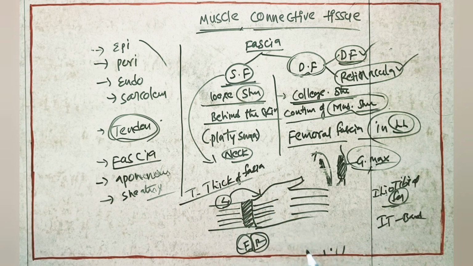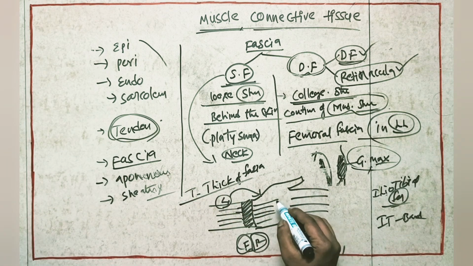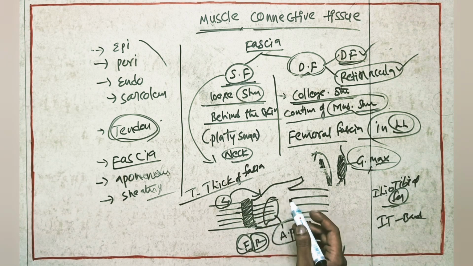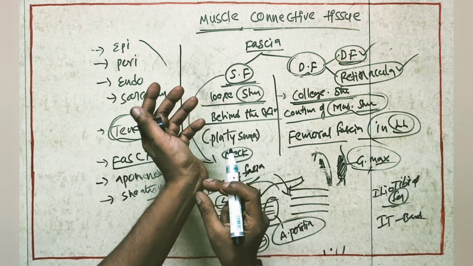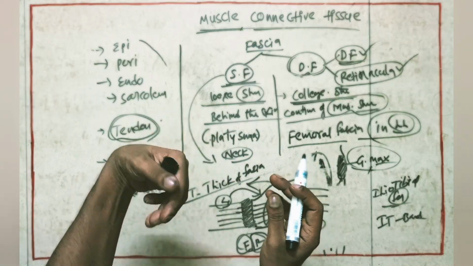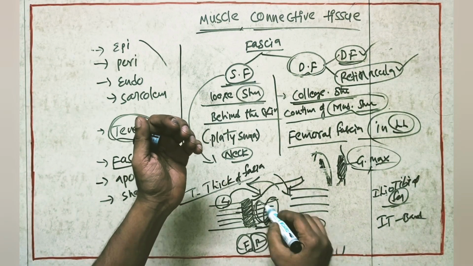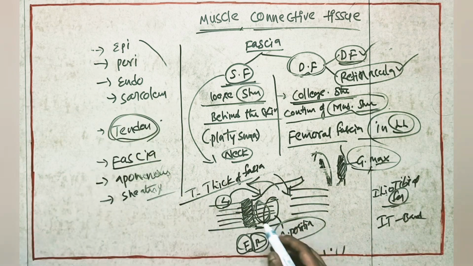So what is the function of retinaculum? This retinaculum is going to keep all these muscles in anatomical position. Suppose retinacula is not there, when we are doing flexion and extension movements, when we are doing contraction, the tendons may go away from this anatomical structure when we are doing movement. To prevent that, retinacula is present. So this is about fascia.